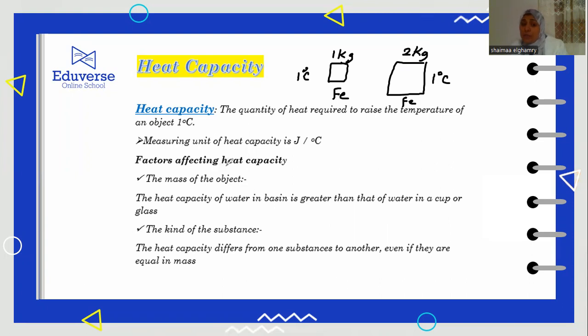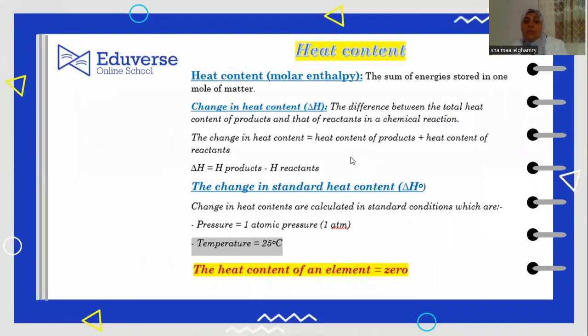What are the factors affecting the heat capacity? As we said, the mass of the object and also the kind of substance. So if we have a substance with high specific heat, that means it needs a high amount of energy. If we have another substance with low specific heat, it means it needs a low amount of energy. The heat content, or the heat enthalpy, is the sum of energies stored in 1 mole of matter.